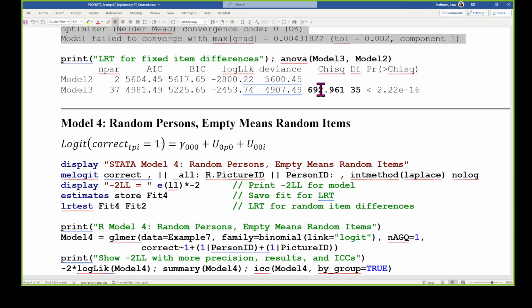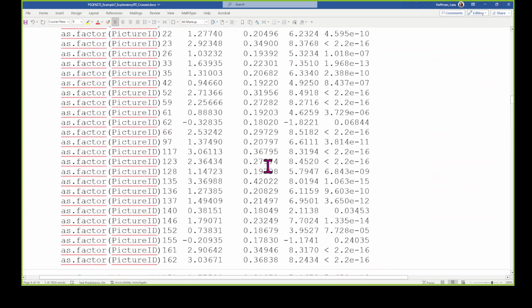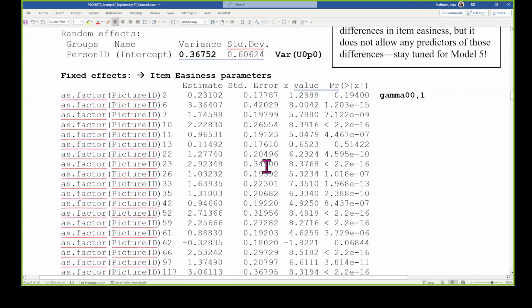So you cannot compare models that differ in fixed effects using likelihood ratio anything if you're in REML, but you can if you're in ML. This is ML. So I can do it this way. So my chi-square of like 700 says, yep, these items vary in their easiness. So this is helpful if I am really, really invested in each picture, right? If I had a research question about what happened with picture 23, this is the answer.